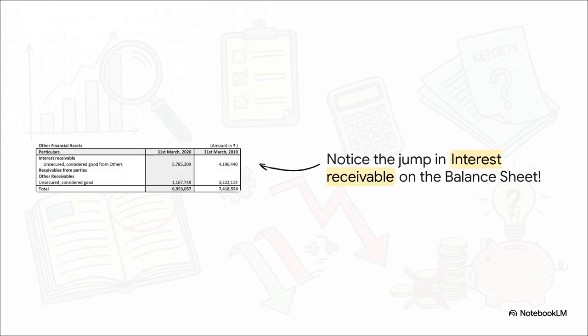But hold on a second. Here's the balance sheet extract showing other financial assets. Focus in on that interest receivable line. In the comparative year, it was sitting at about 4.1 million Indian rupees, but in the current year it has skyrocketed to roughly 5.7 million Indian rupees. So the interest receivable balance has gone up significantly.